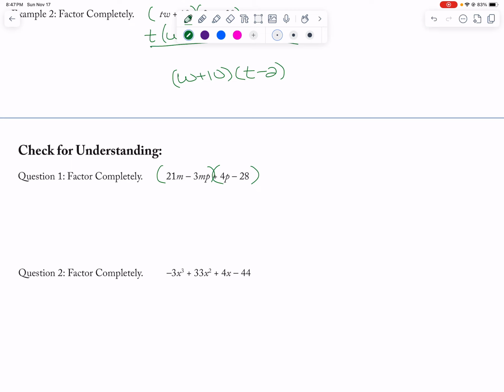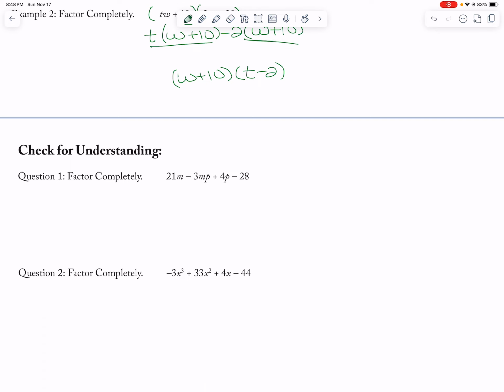So I've grouped the first two together, and I'm left with a 3 and an m that can come out. So 7m minus p, and then plus 4, and I'm left with a p minus 7. Well, that does not work, right? Because I need these two terms to be common. So that means I need to try regrouping.